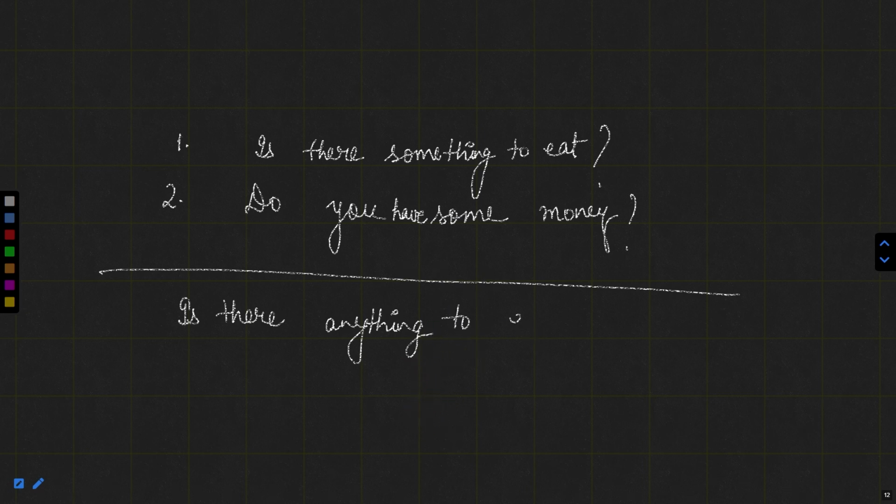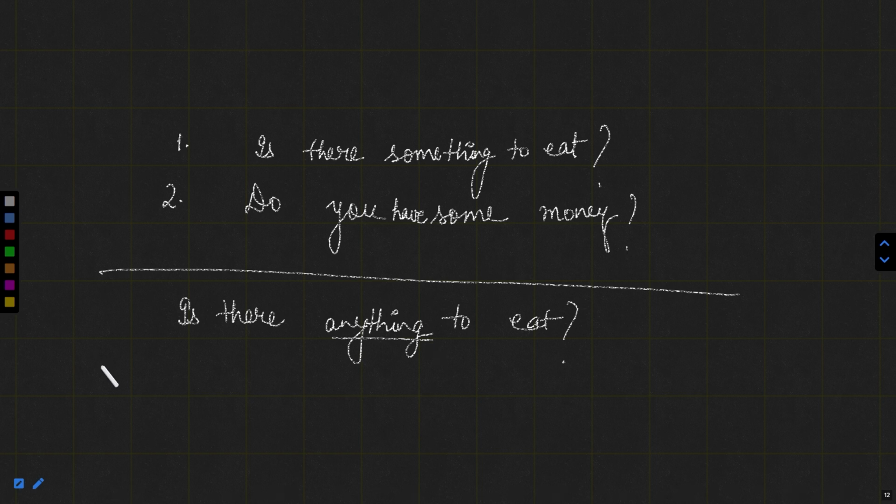It means I'm expecting that she should say no. And that will be beneficial for me. So if I say, is there anything to eat? It means I'm expecting that she should answer in negative. So this is how we can use anything. So we can use anything and something both, but it depends on the situation for the expected answer.